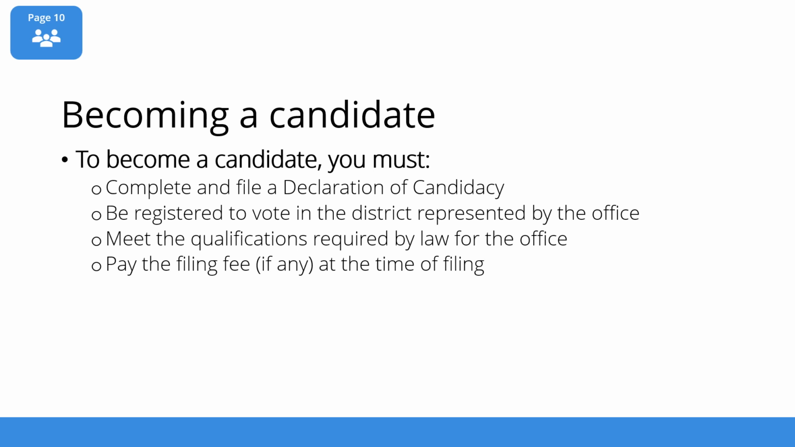Before filing, here is an overview of steps needed in order to file for office. To become a candidate, you must complete and file a Declaration of Candidacy, be registered to vote in the district represented by the office, meet the qualifications required by law for the office, and lastly, pay the filing fee, if any, at the time of filing.